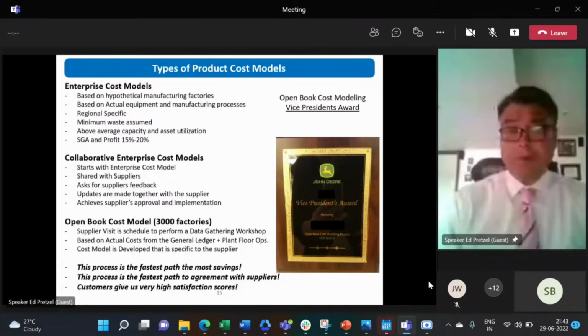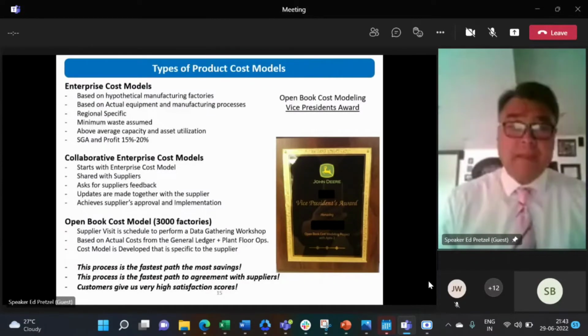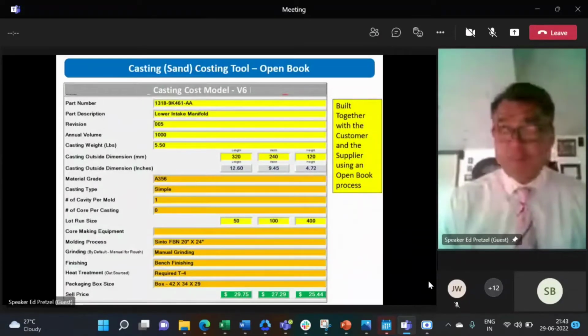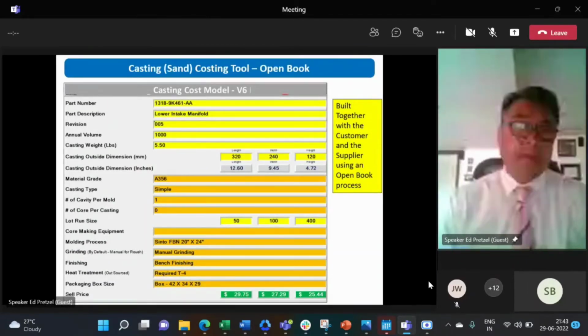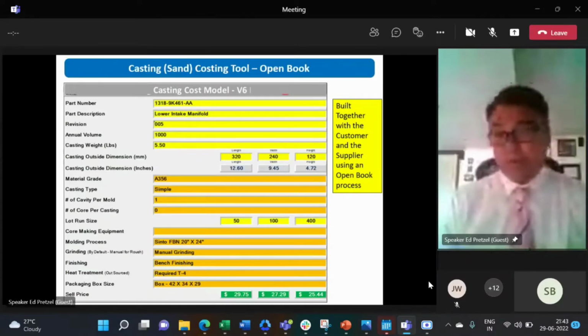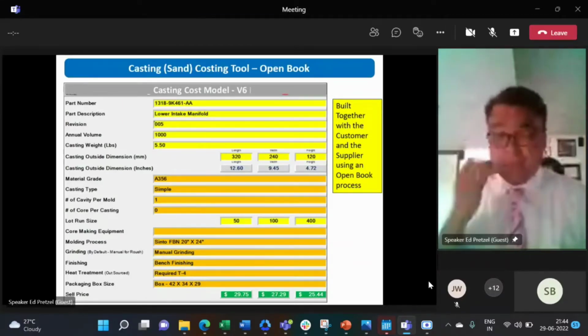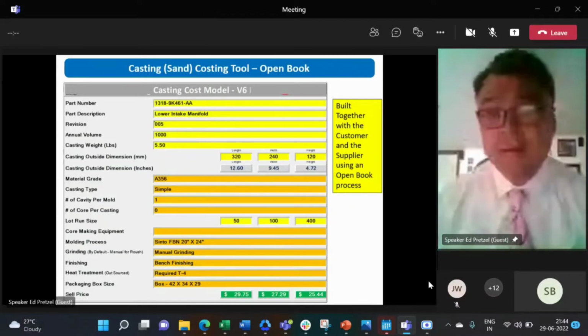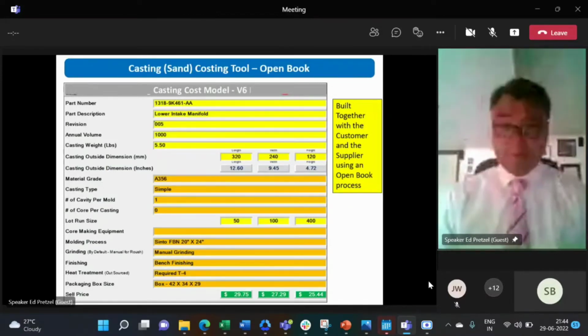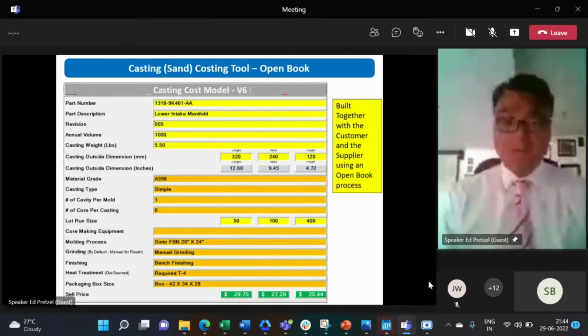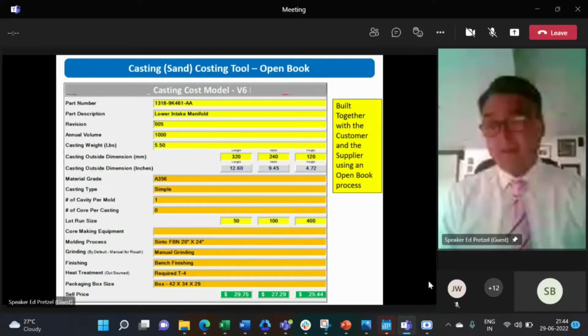This is an example of a cost model that was built. This happens to be a casting cost model. It represents an automatic sand casting operation, such as a Disamatic or a Sinto or a Hunter type of equipment. It was built together with the customer and the supplier, and we used an open book process. So now the customer or supply chain can actually cost on behalf of the supplier quickly and have confidence that the supplier will be able to meet the pricing that the tool generates.